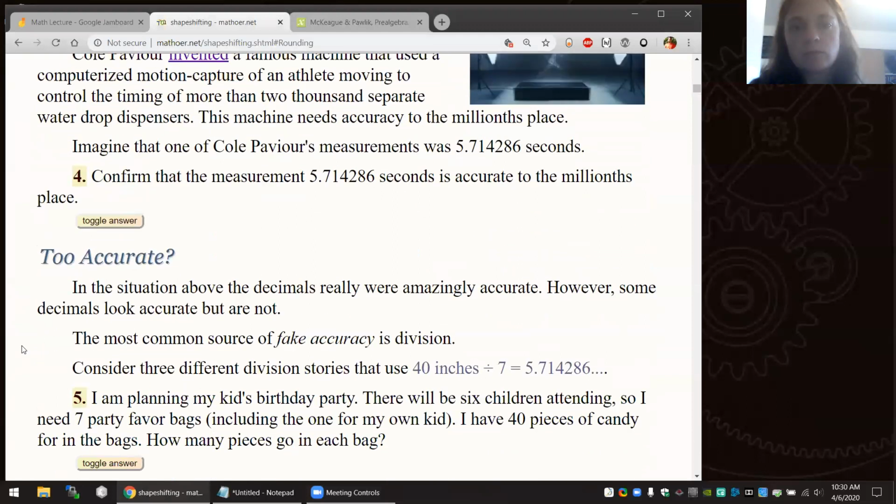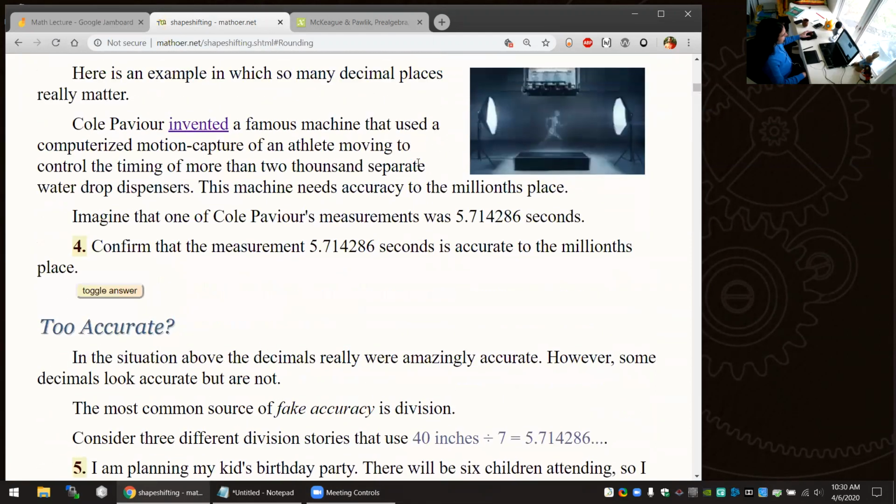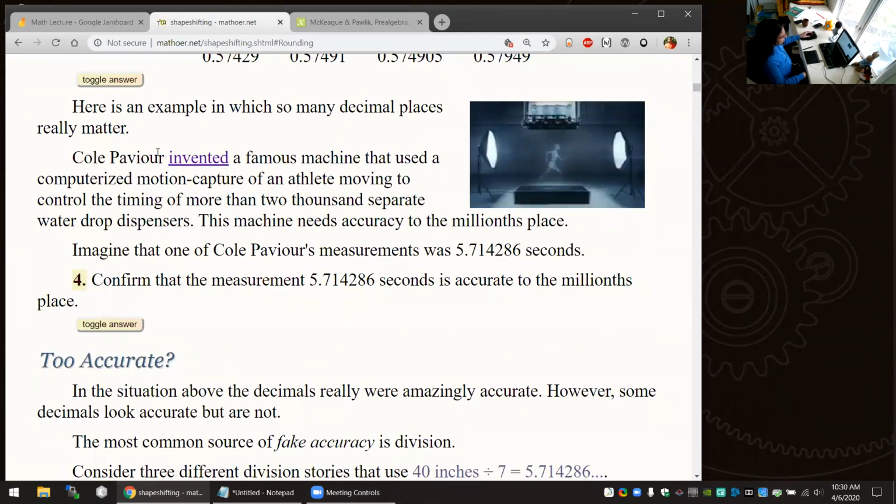Okay, now that we have our vocabulary, I can talk about thousandths and so on, and everyone knows what I'm saying. Then sometimes we really care. So if you wanted to, you could click here and see a fun thing about somebody that had to measure things to the millionths place. So is that really true?